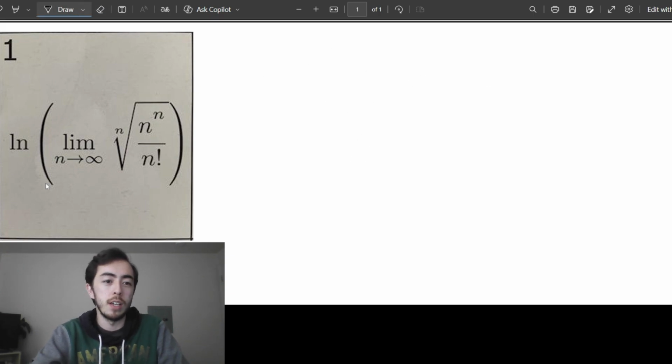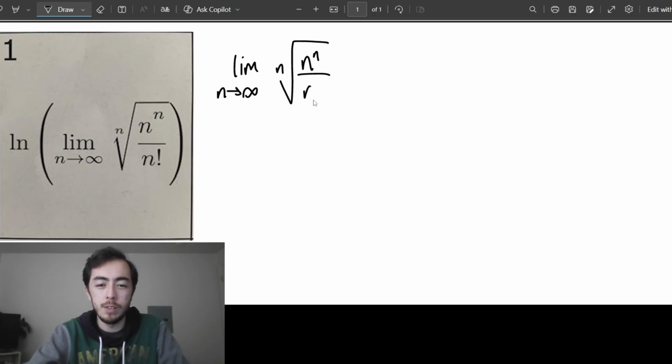So I'm going to ignore that natural log on the outside a little bit, and I just want to show that this limit, as n goes to infinity, of the nth root of n to the power of n over n factorial, is just e.